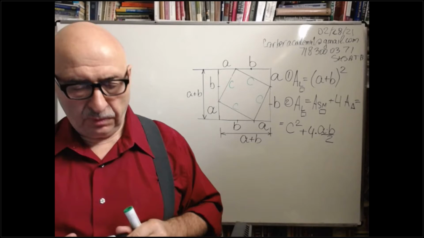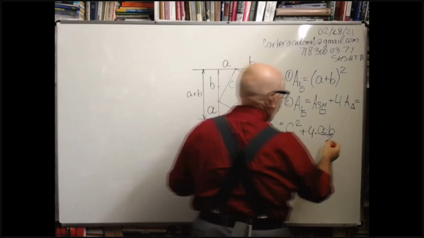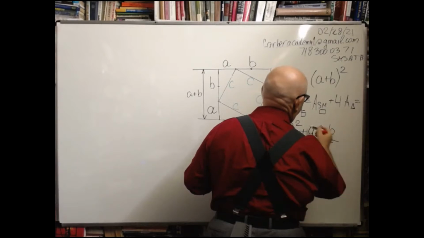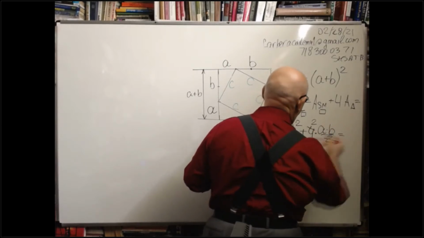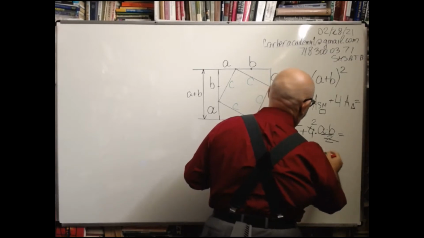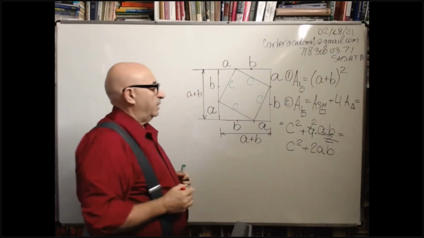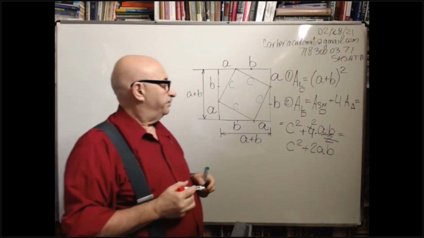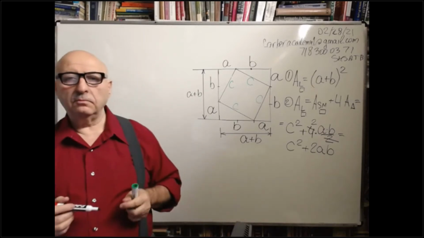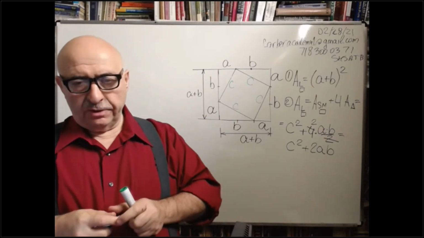Yes. Good. Now, students, like we did in second grade or third grade, you simplify. 2 goes into 4 2 times. And I can rewrite this as equals c squared plus 2ab. What I did, I just simplified by 2. Any questions?